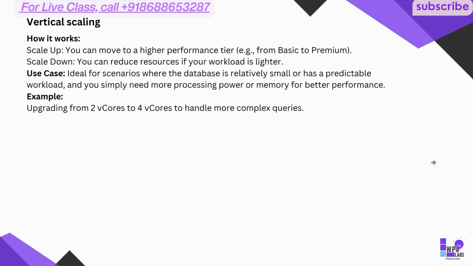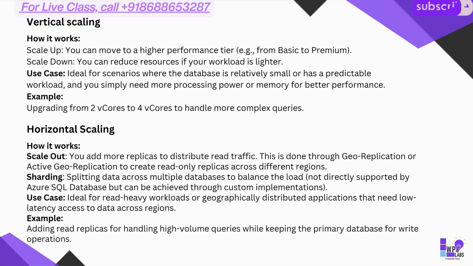Now we'll look into horizontal scaling. So what is horizontal scaling? It works by scaling out, and a widely known term under horizontal scaling is sharding. When you scale out, you can add more replicas to distribute read traffic. Imagine there is a database that is loaded with requests. When it is overloaded with requests, scaling out will help distribute the load by adding more replicas to your database.